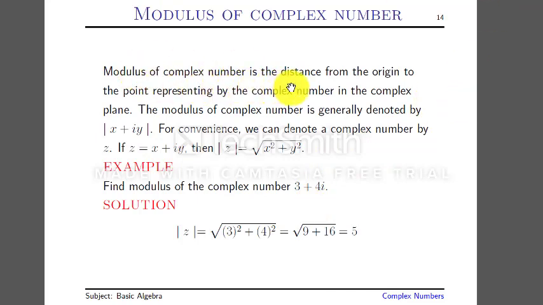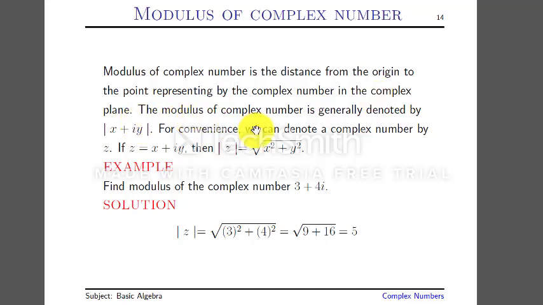Modulus of a complex number is the distance from the origin to the point represented by the complex number in the complex plane. Complex numbers are plotted in the complex plane, which is also known as the Cartesian plane, because a complex number is the Cartesian product of R cross R. So, we can plot a complex number in a Cartesian plane, as we can identify a real number on the real line. We can identify a complex number in the complex plane, which we discuss later in our slides.